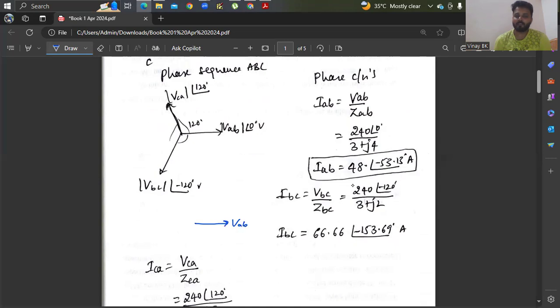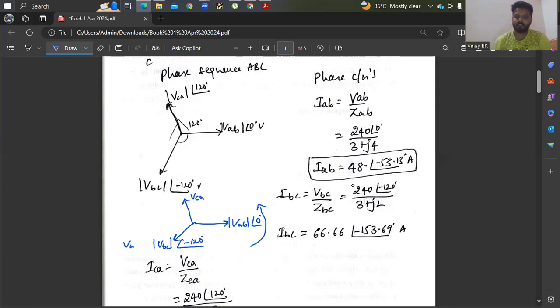I am taking VAB as the reference. Sequence ABC means clockwise direction, so you have to write VAB, VBC, VCA in the clockwise direction with a phase difference of 120 degrees. VAB is the reference, so VAB is at an angle of 0 degrees. Since the rotation of the phasor is anti-clockwise, VBC lags VAB by 120 degrees, so VBC is at an angle of minus 120 degrees.